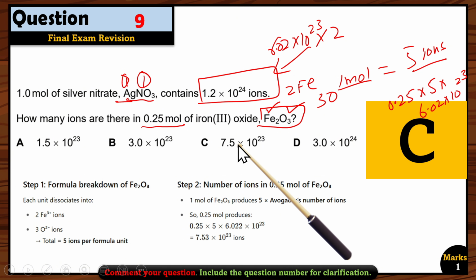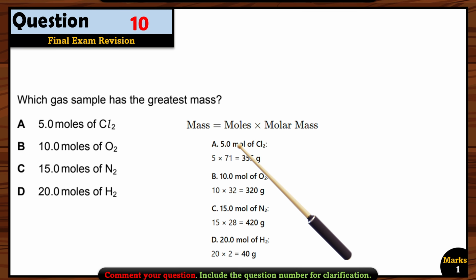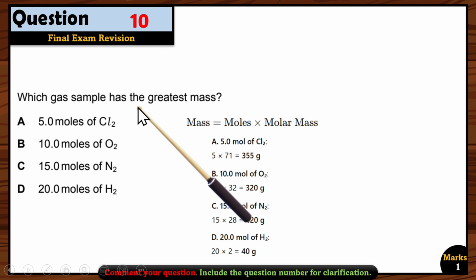So option C is the right option. Question number 10. Which gas sample has the greatest mass? Now they have given you the number of moles and you have to find the mass.